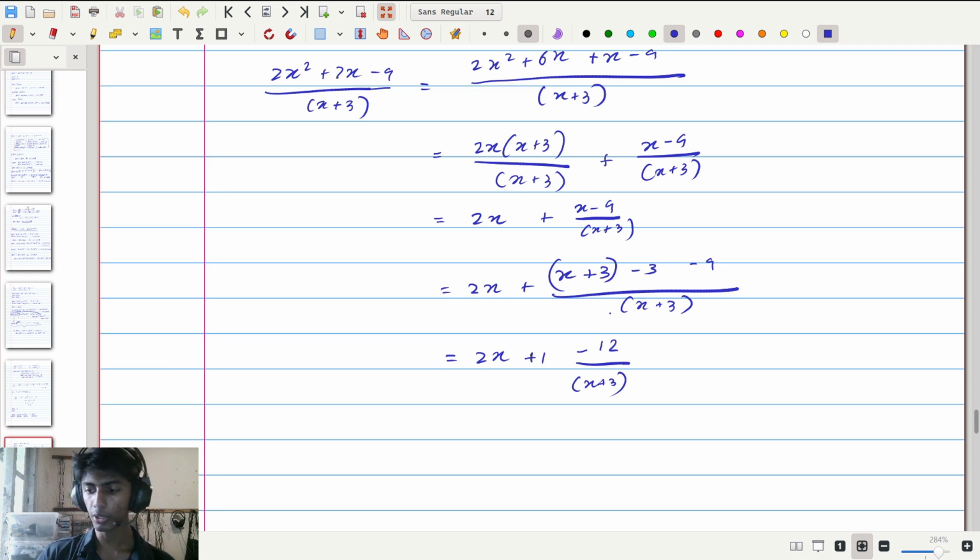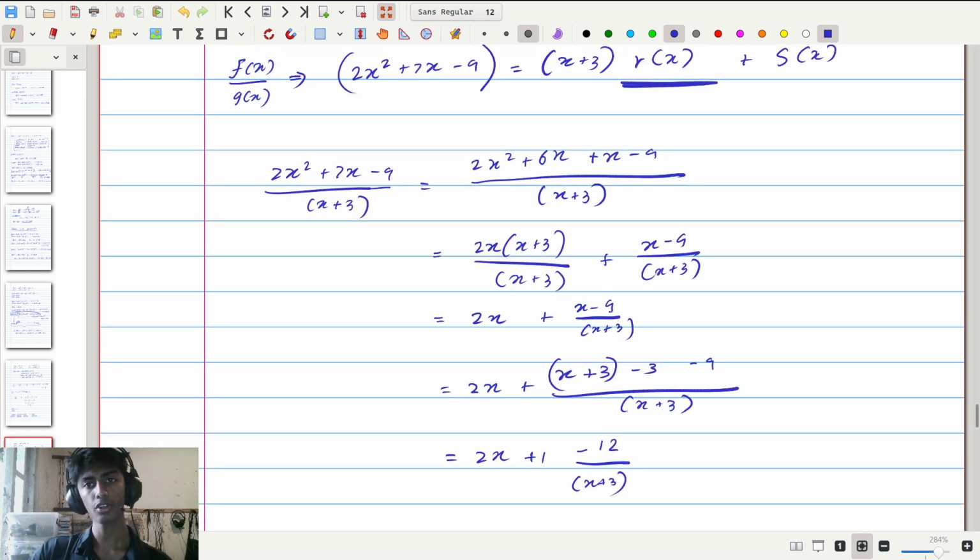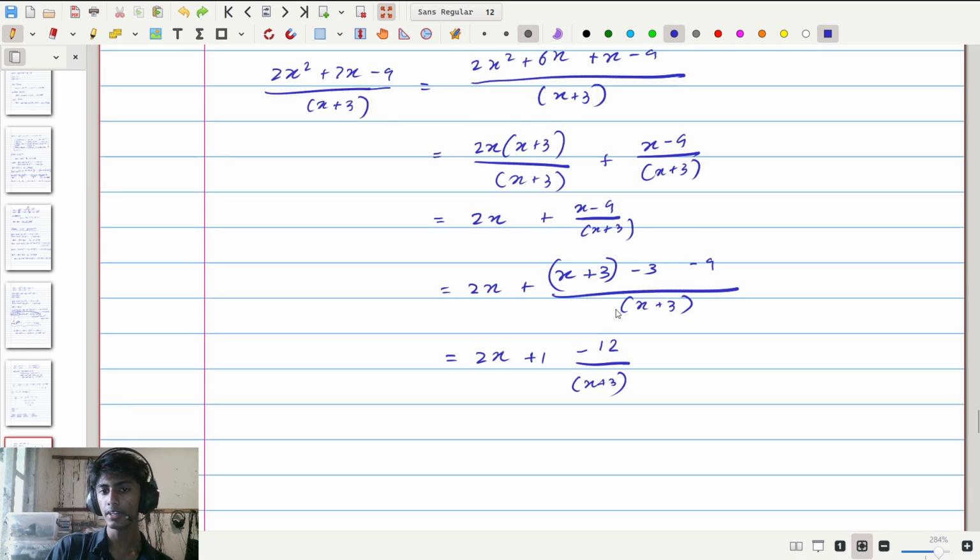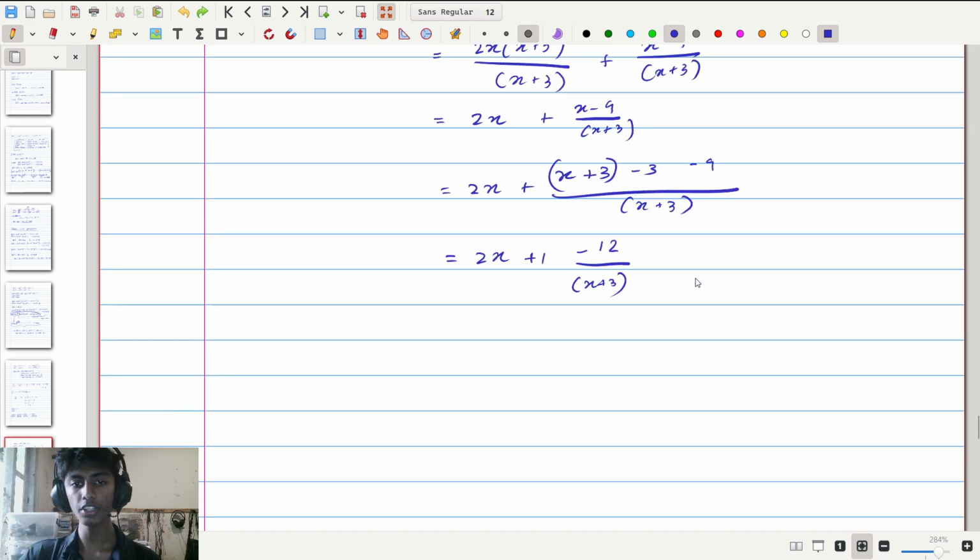Now once again, because we are looking for the largest r(x), we have to check and see if there are any more x plus 3s that can be removed from this numerator. In this case, negative 12. There are no x's, meaning there is no constant or polynomial that we can multiply x plus 3 by to give us negative 12. It is simply impossible. Because of that, there are no more x plus 3s or denominators that we can take out of this numerator.